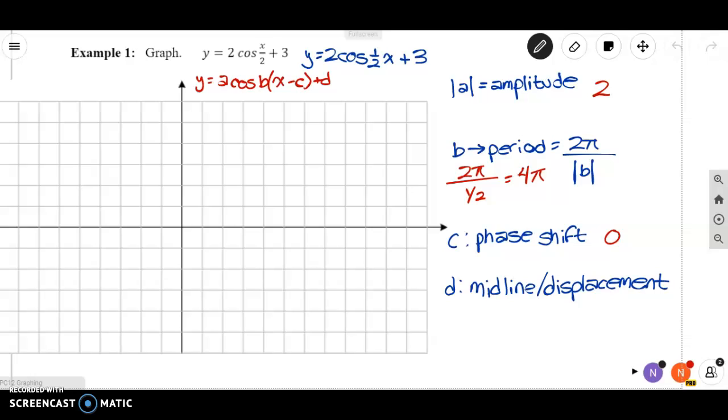We do have a vertical displacement, so it looks like the graph is going up 3. So we call that our midline because the graph is normally centered at a y value of 0. Now it's going to be centered at a y value of 3 instead. So we can think of it as sliding the graph up 3, or we can think of it as a midline of y equals 3.